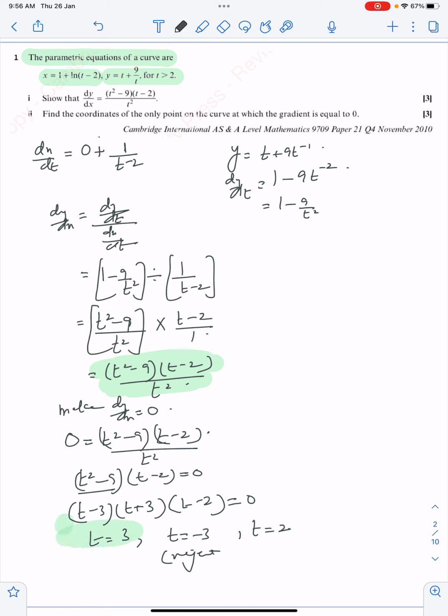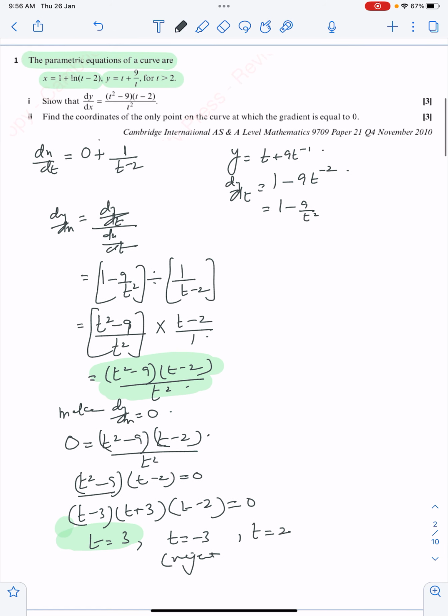Find the coordinates of the only point on the curve at which the gradient is equal to 0. So when t equals 3, we need to find the value of x and the value of y. That's what we are supposed to find right now. I'm writing: when t equals 3, x equals 1 plus ln(t minus 2). So 1 plus ln of (3 minus 2), which is ln 1, which is 0. So x is 1.